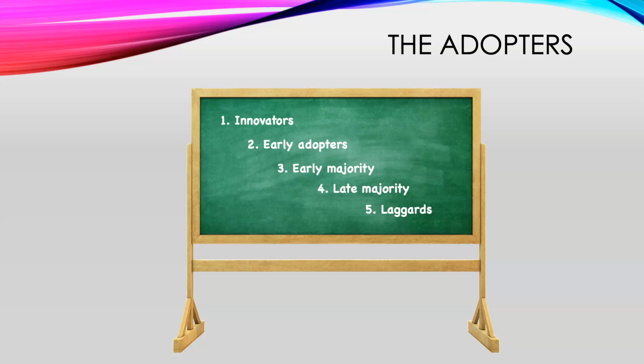These are people who are bound by tradition and are very conservative. They make up the 16% of the system. They are skeptical of change and are the hardest group to bring on board.